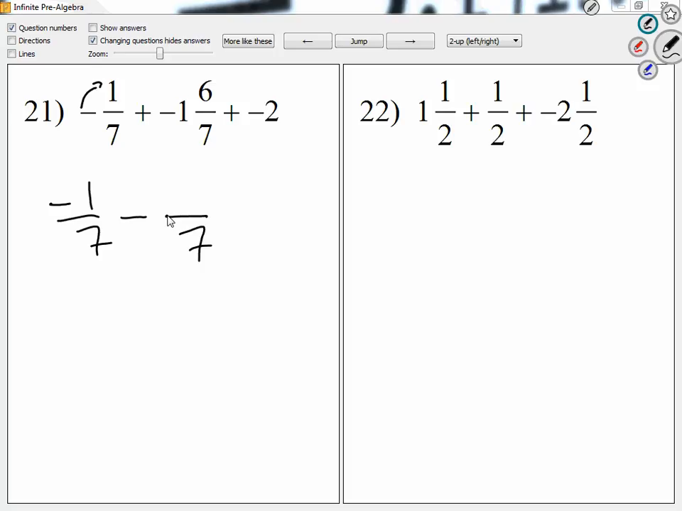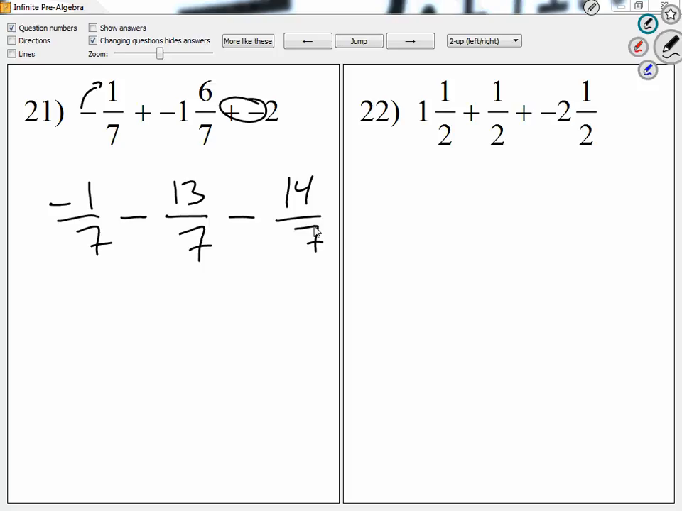What do I have on top? 13. Thank you. And then minus, because when the positive and negative signs are different, I put a minus sign. I have a 2, but you notice I'm dealing with fractions. I want to write a 2 as a fraction. I know I want a 7 at the bottom, so that way they're all the same. How much is 7 times 2? 14. So my 2, I'm going to write it as a fraction, 14 over 7.